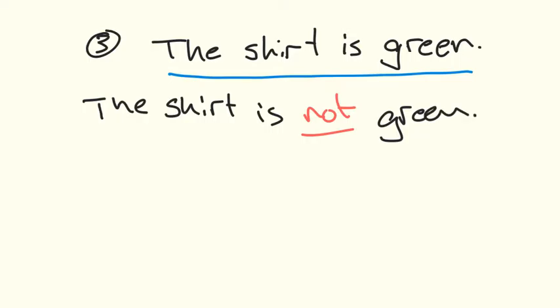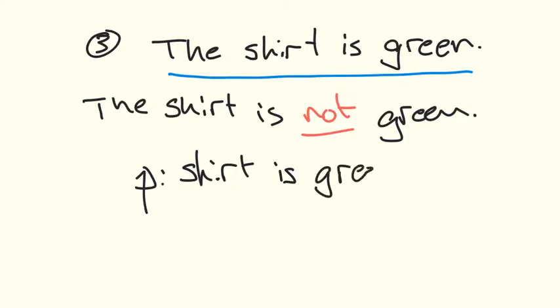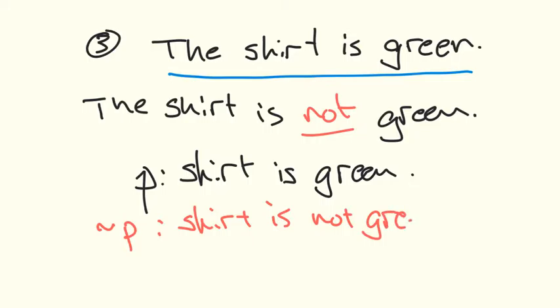By the way, sometimes we use this notation P or maybe Q. It's like a variable. Instead of writing these statements over and over and over again, we would just write the letter P is green. And then we would use this little tilde, which is kind of like a negative sign, to mean the negation of the statement. And that would be shirt is not green. Let's take a look at another example.